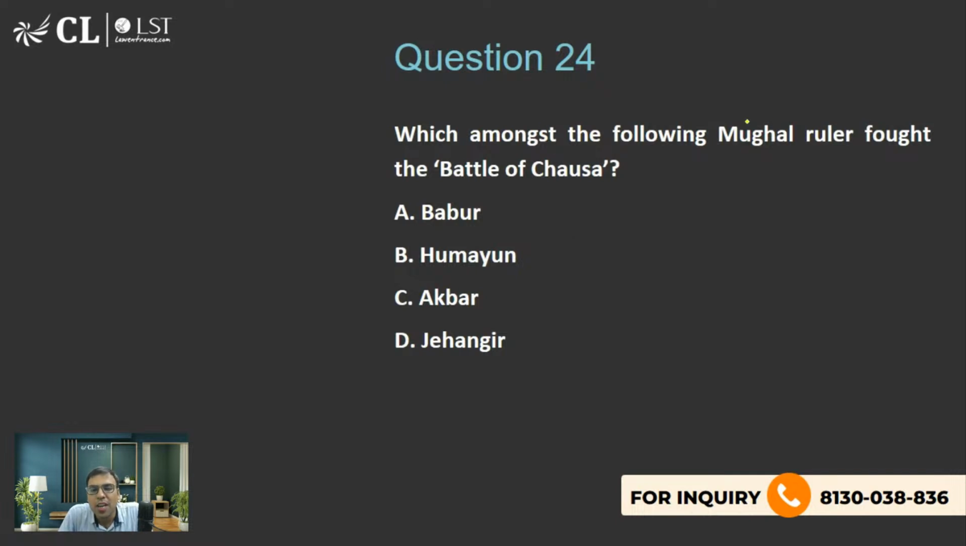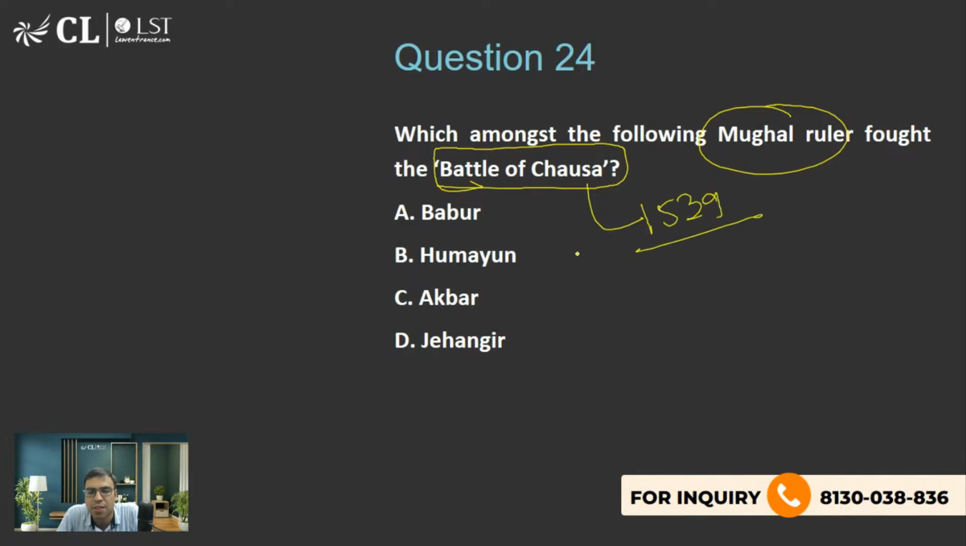The next is, who among the following Mughal rulers fought the Battle of Chausa? Babur, Humayun, Akbar, Jahangir. What is the right answer? And if you tell me the year versus भी बता दोगे तो I'll be very happy to know that you have rough idea about this. Battle of Chausa, 1539 now, I think. Humayun versus Sher Shah Suri. So B is the right answer. Yes, Adrija, you're right. B is the right answer.